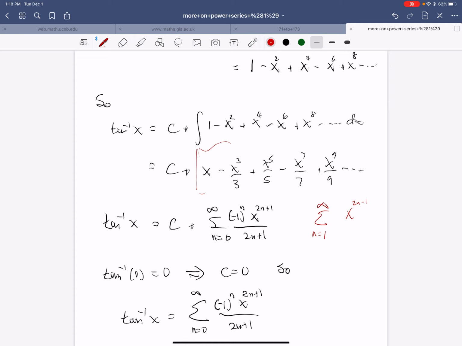So when n is 1, 2 times 1 is 2 minus 1 is 1, so you would get x to the 1. When n is 2, 2 times 2 is 4 minus 1 is 3. That would work. And then when n is 3, you'd get 6 minus 1 is 5.